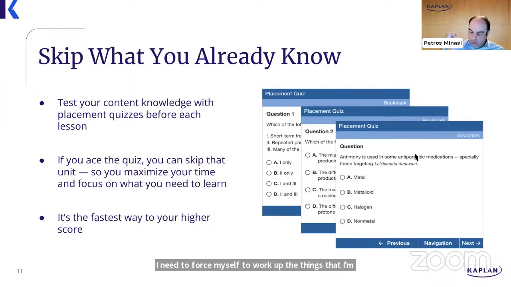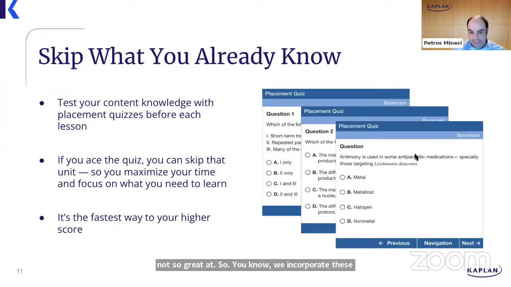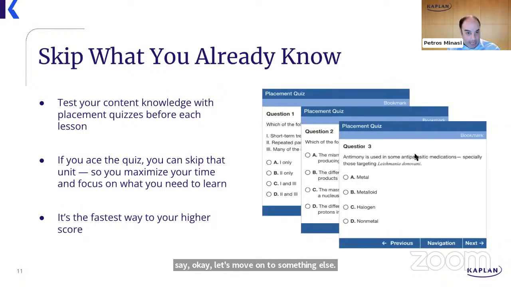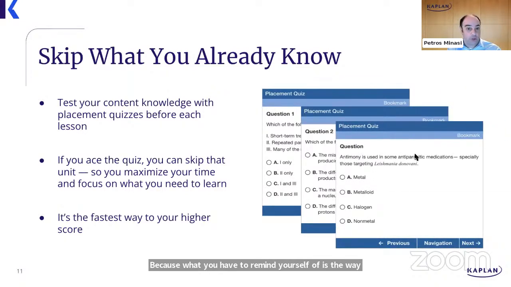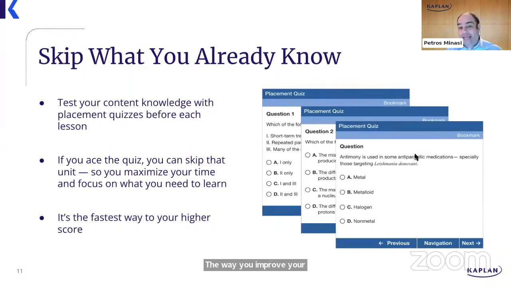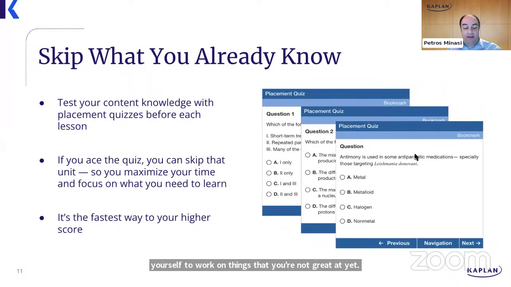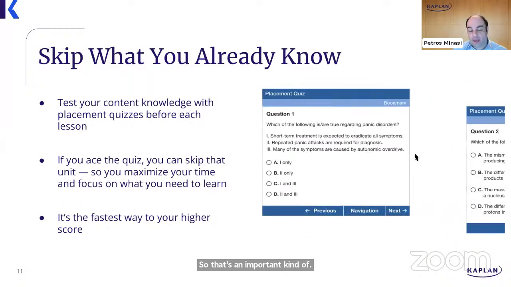So we incorporate these content placement quizzes. If you ace the quiz, you basically skip the unit. We say, okay, let's move on to something else. Because what you have to remind yourself is that the way you improve your MCAT score is not by doing things that you're good at. The way you improve your MCAT score is by forcing yourself to work on things that you're not great at yet. So that's an important differentiating way of thinking about this.